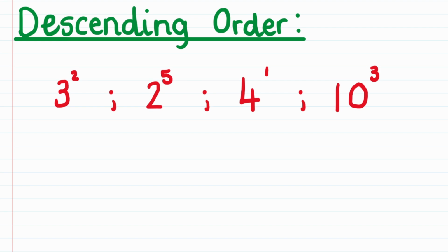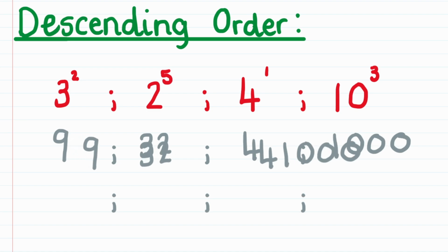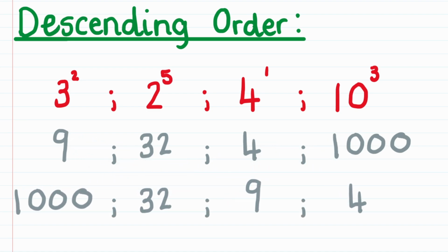So I'm going to begin by writing out the value of each of those exponents, and I'm not going to go expanding them first because I'm actually just going to run out of space. I'm just going to write down what they would total to. So for example, 3 squared would be 9, 2 to the power of 5 is 32, 4 to the power of 1 is 4, and 10 cubed is 1,000. So if I were to put these numbers into descending order, it's really easy to see where they go. First, I'd need the 1,000, then I'd need 32, followed by 9, and ending on 4.